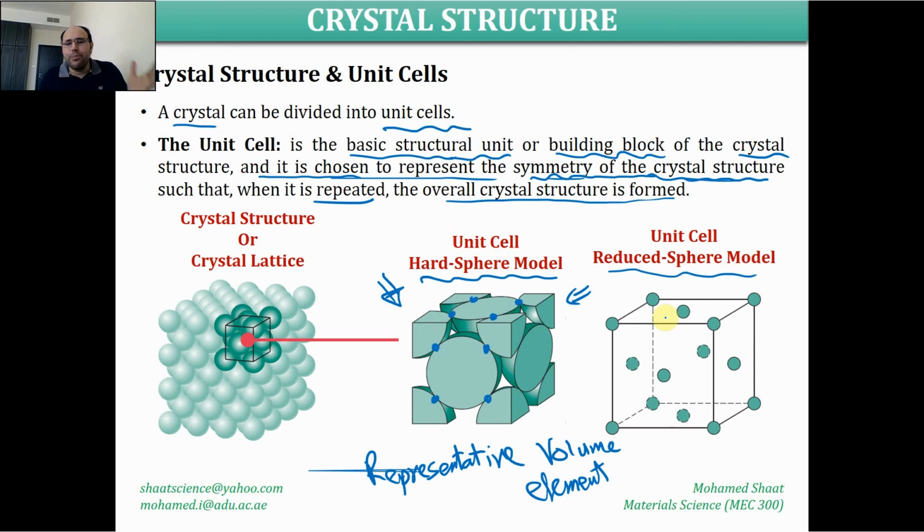So we can model it as small circles at the corners and at the faces. For example, this 1/8 of an atom will be represented as a sphere at this corner. But you should understand that in the exact real shape and structure of this unit cell, this atom is not a complete atom. In reality, it is 1/8 of an atom for this unit cell.